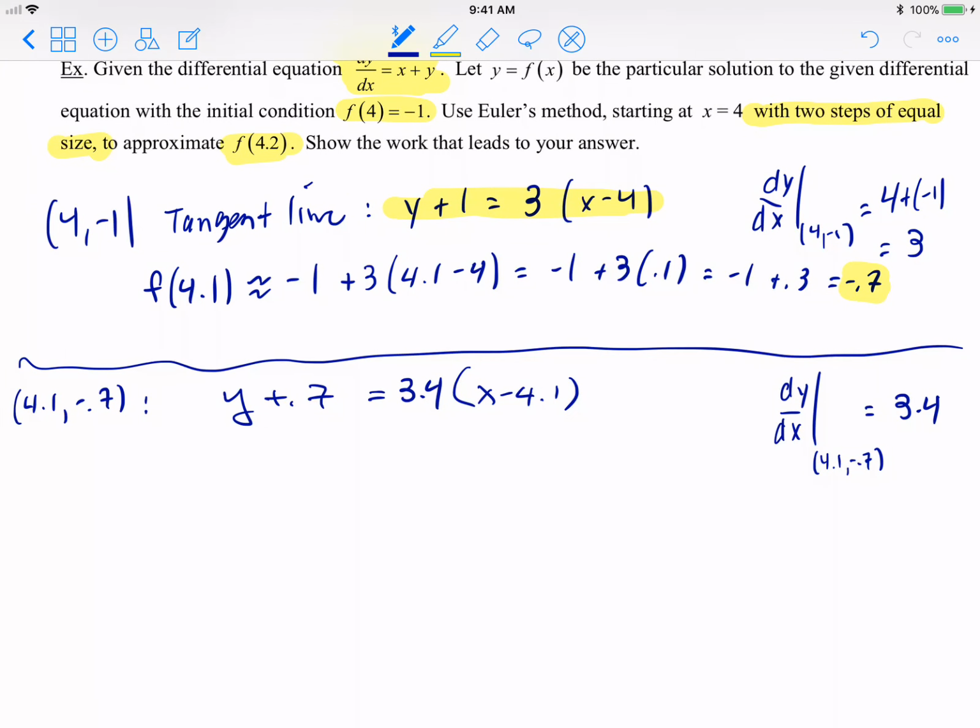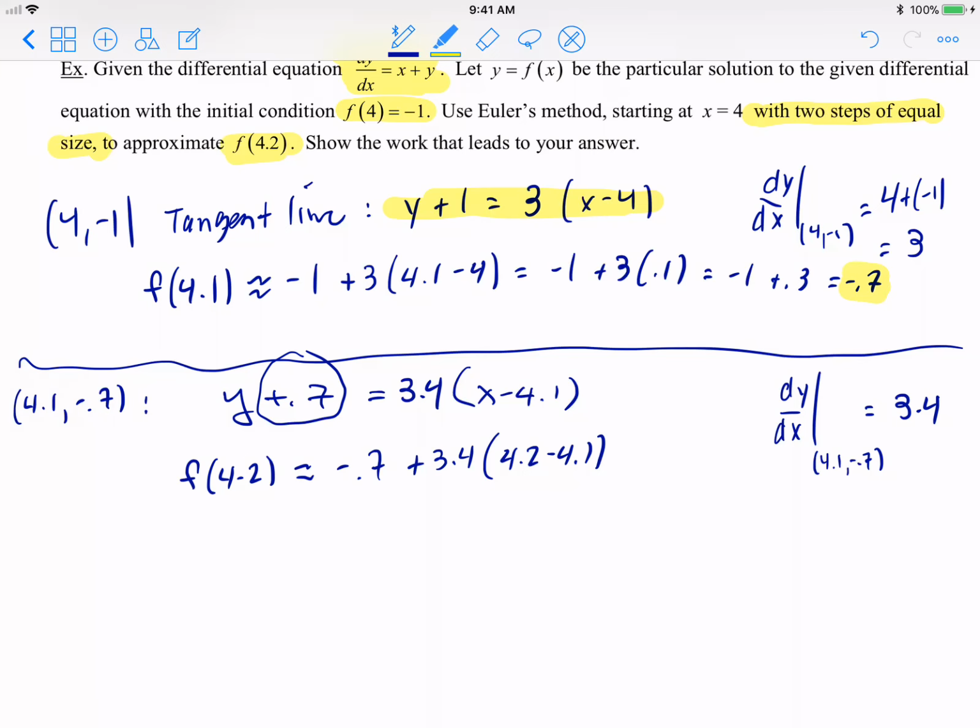Okay, now, to find f of 4.2, we're just going to approximate using this new tangent line that we found. All right, so this will be negative 0.7. I just basically subtract this term to the other side, and then plus 3.4 multiplied by 4.2 minus 4.1. And that is perfectly fine to leave as a final answer.